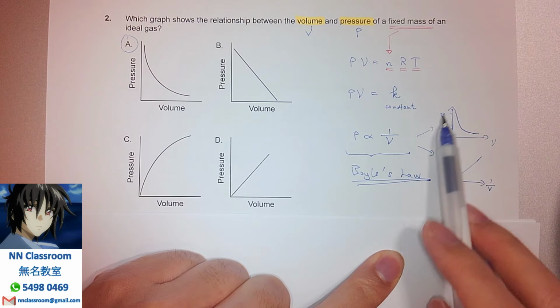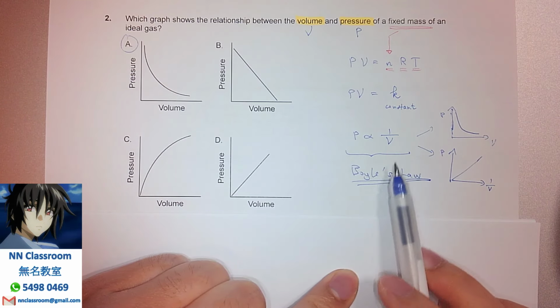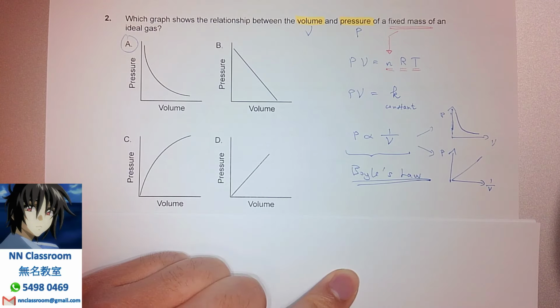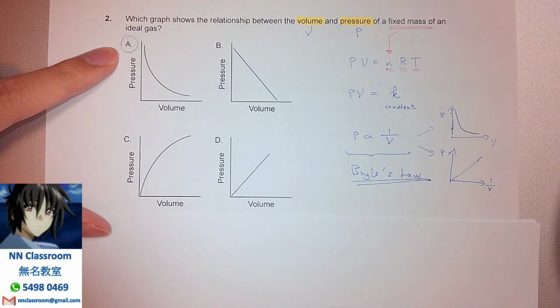So remember, both graphs correctly describe Boyle's law from the ideal gas law, right? So that's why in this case, the answer is going to be A.